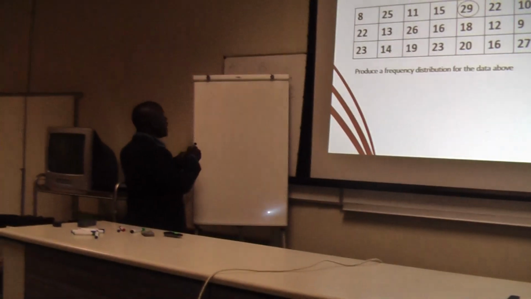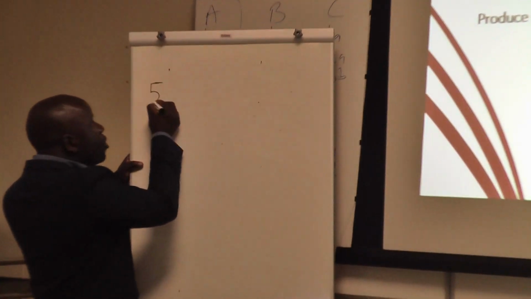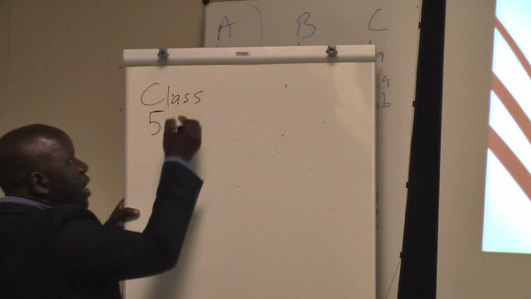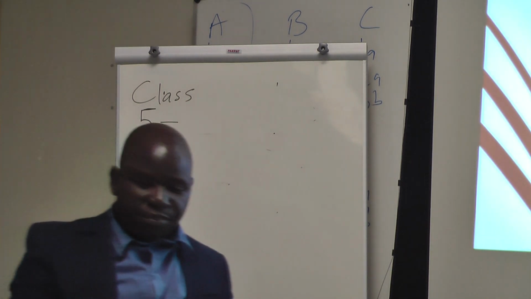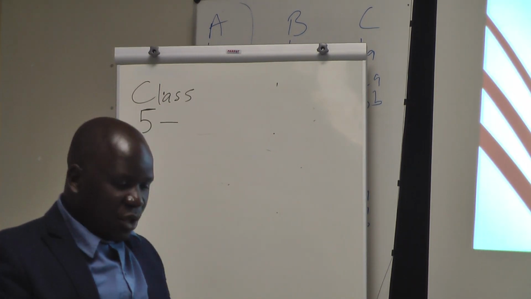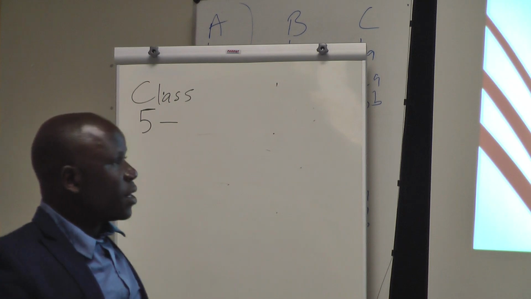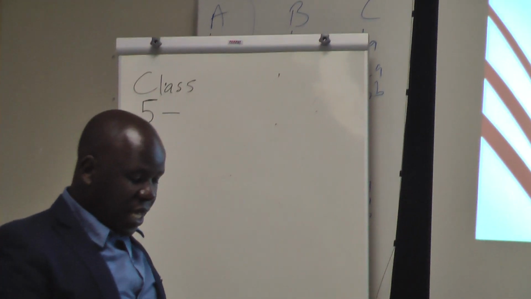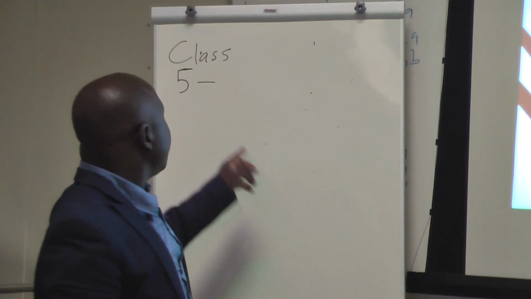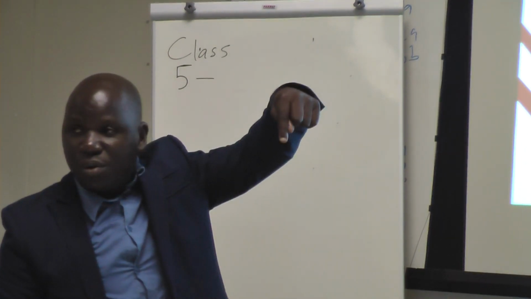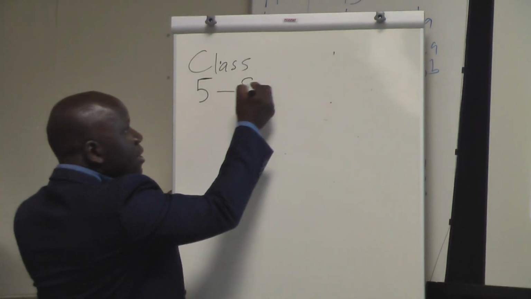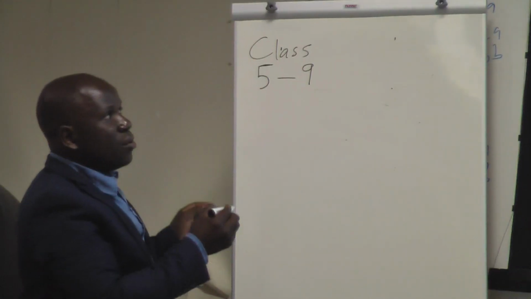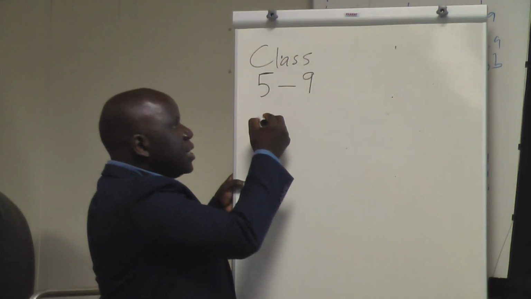Minimum value is 5. So you need to start from your minimum. Minimum value 5. So the next, because we said that the class width must be 5, you count from 5: 5, 6, 7, 8, 9. You don't say 5 plus 5. So you will say 5 to 9. Then when you say 5 to 9, the next class is 10.